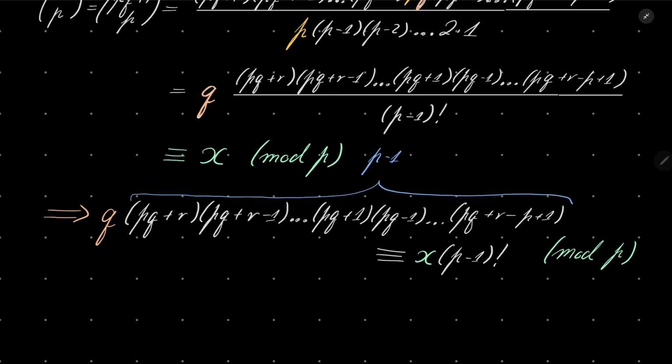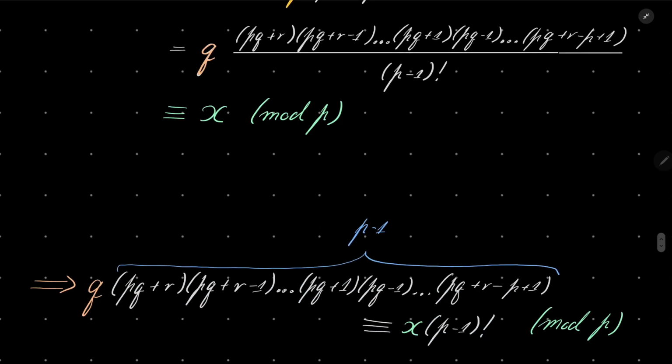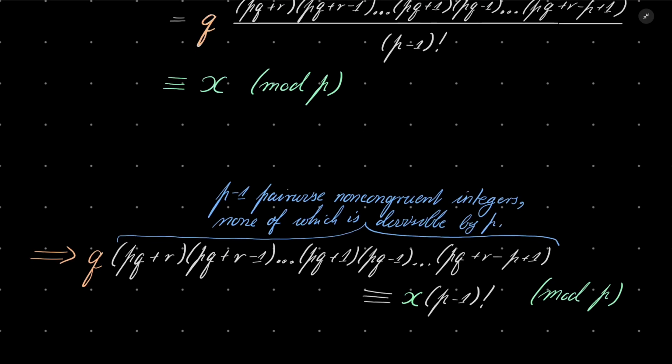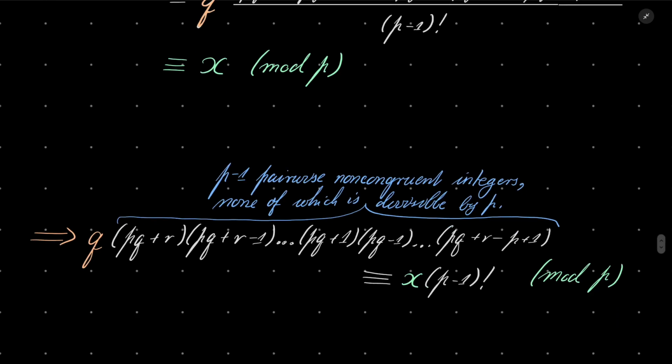So here we have p minus 1 pairwise non-congruent integers, none of which is divisible by p. None of them is divisible by p. Well, the second claim is very obvious, but the first one, are they really pairwise non-congruent? Yes, they are. You can check it manually.